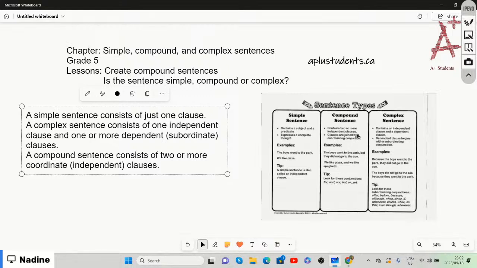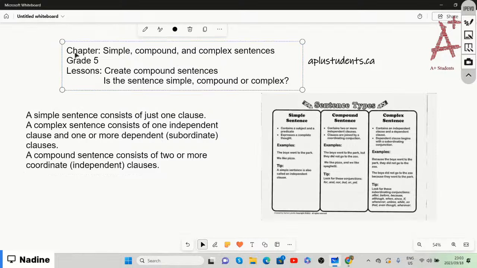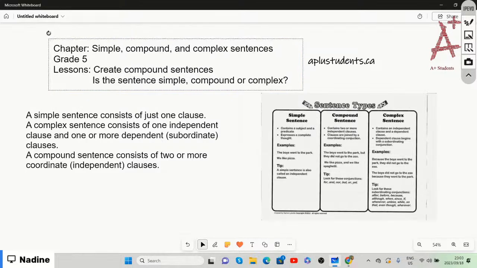But today we will be doing the chapter of simple, compound, and complex sentences, grade 5. And the lessons that we will be focusing on is to create compound sentences, and is the sentence simple, compound, or complex? And that is what we are going to answer before we end our session today.